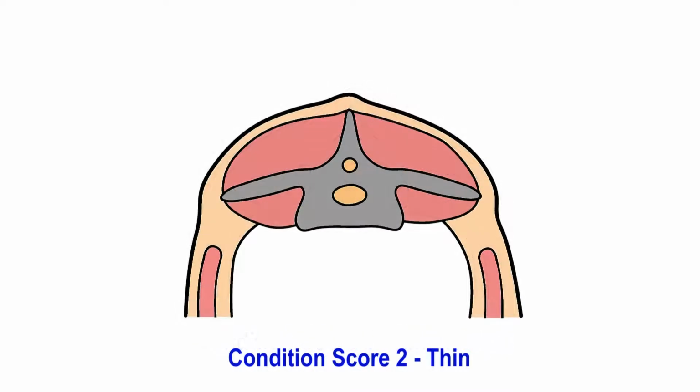For a score of 2, the backbone is prominent but smooth, individual processes being felt only as corrugations. The horizontal processes are smooth and rounded, but it is still possible to press fingers under. The loin muscle is a moderate depth but with little fat cover.